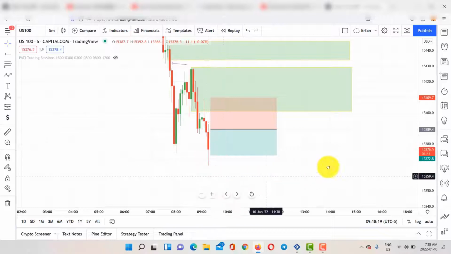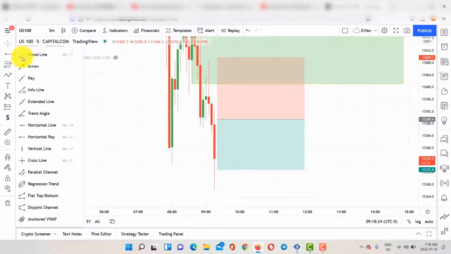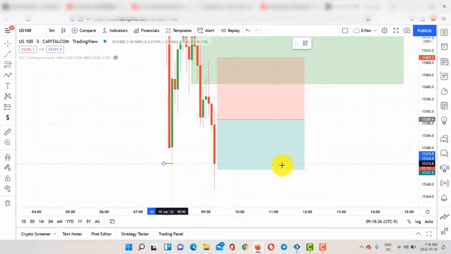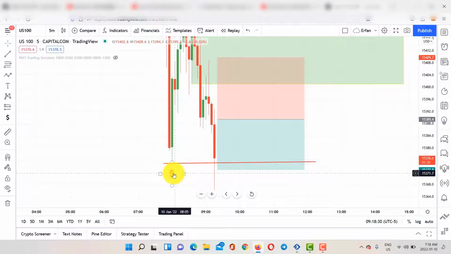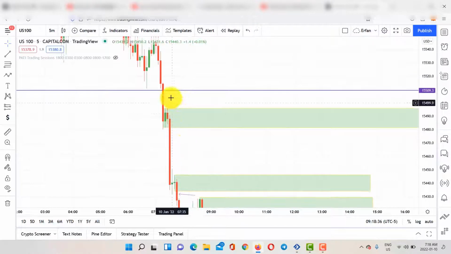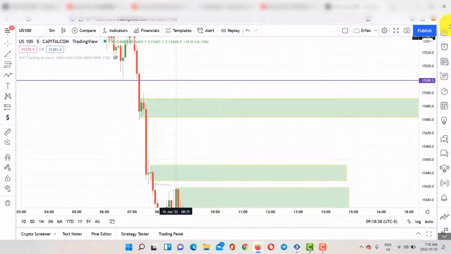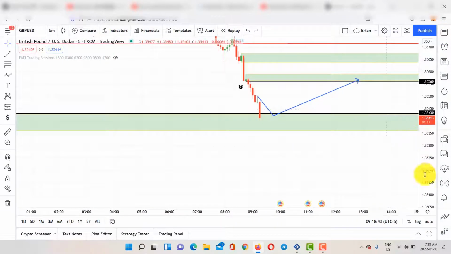And as you can see, the price is not trying to break through this support here, because it just wanted to grab all the liquidity. See, there's a liquidity right here. It wanted to grab all the liquidity here and then go up to fill in all these gaps right here. So we took this one. So let's see what GBPUSD is acting like.